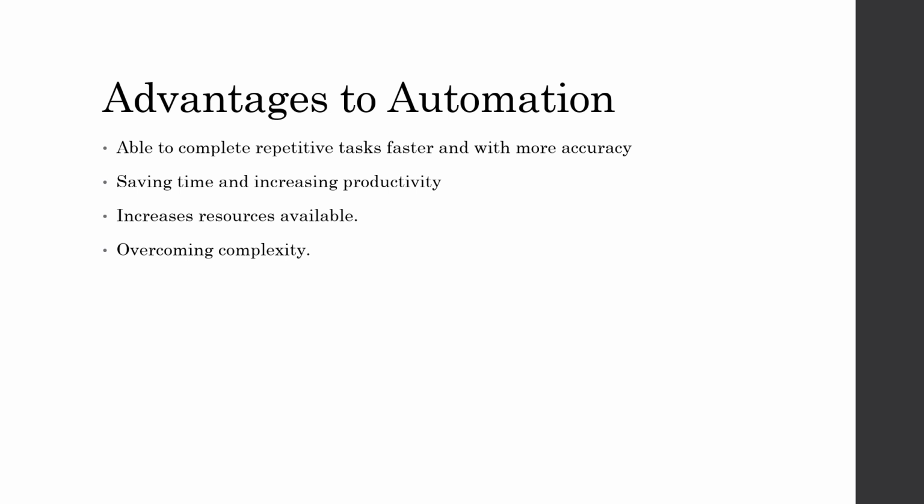And next is overcoming complexity. So sometimes when I have a repetitive task that I have to do over and over again, it's not necessarily that it's complex, but getting it right every single time can kind of get tricky sometimes. So this is where the overcoming complexity factor comes in.